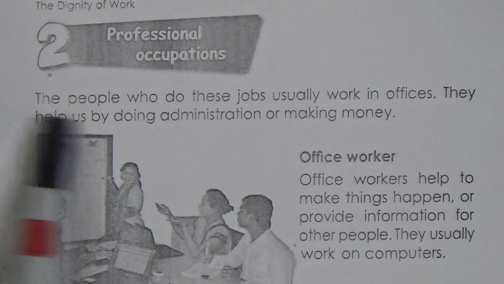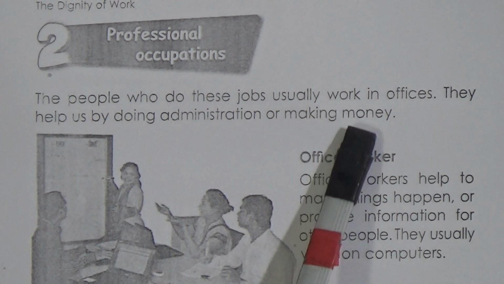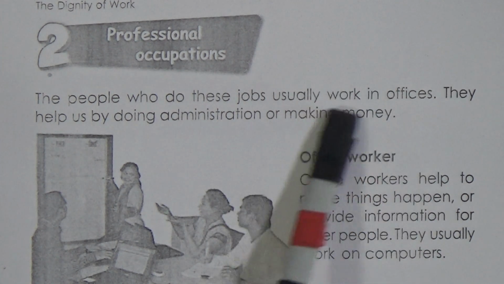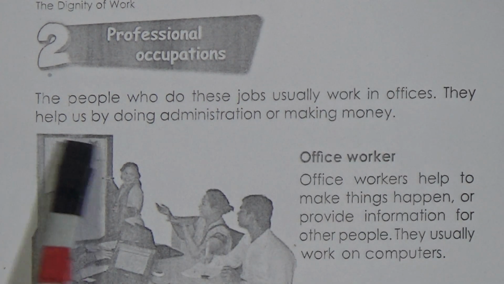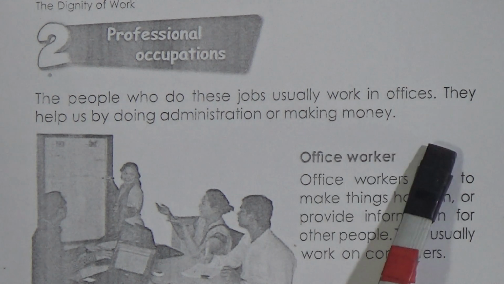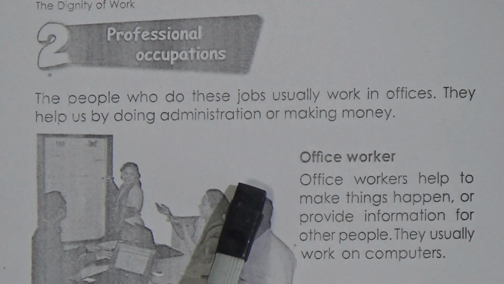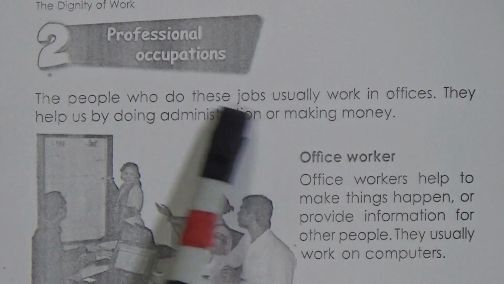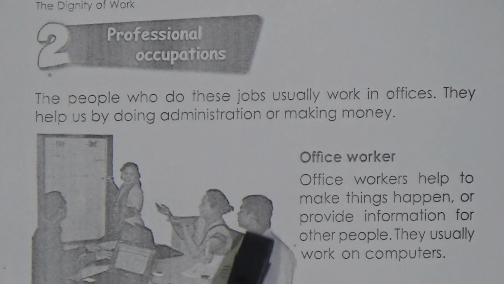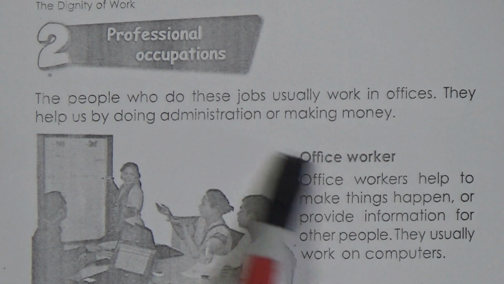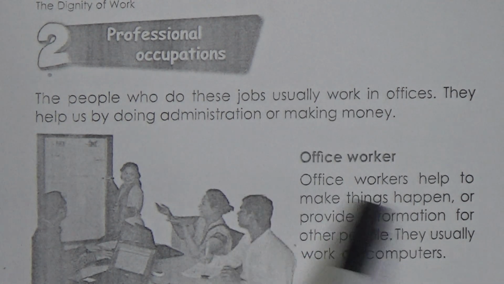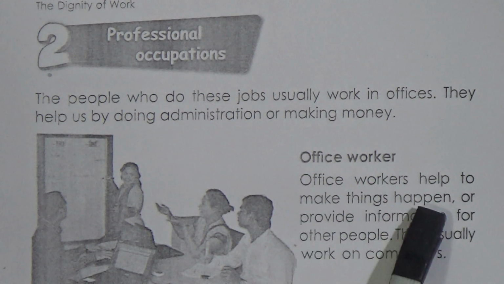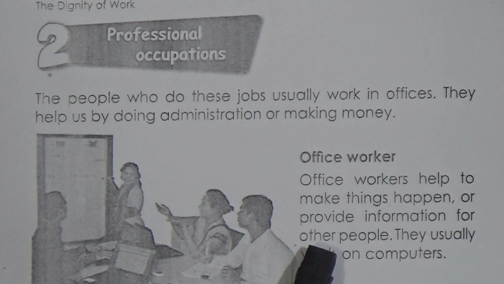That means the people who do these jobs, the jobs based on profession, are actually done in an office, and they help us by doing administration or making money. So some portion of the office plans for the administration, that means runs the administration, and some of the people are responsible for making money. Office worker. Office workers help to make things happen or provide information for other people.